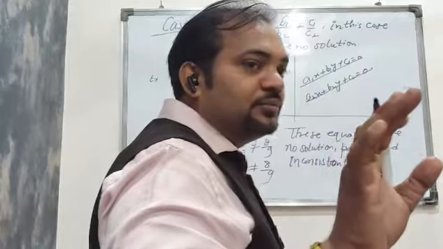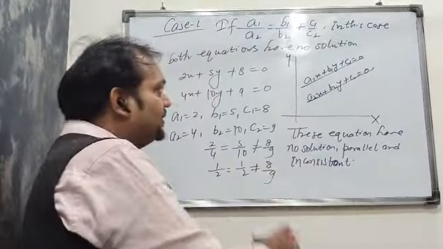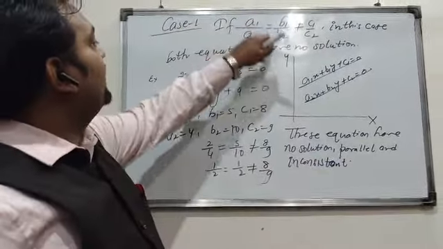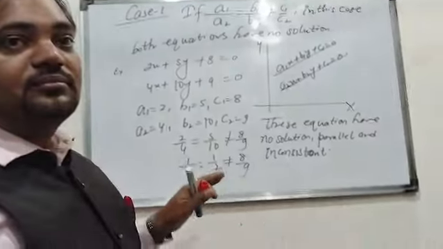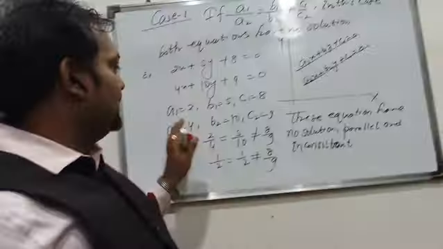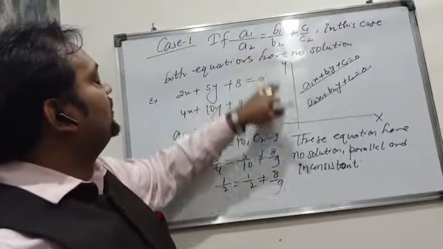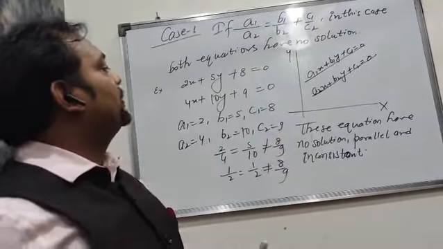I hope you have gotten this concept. When lines are parallel, a1 upon a2 is equal to b1 upon b2 is not equal to c1 upon c2.